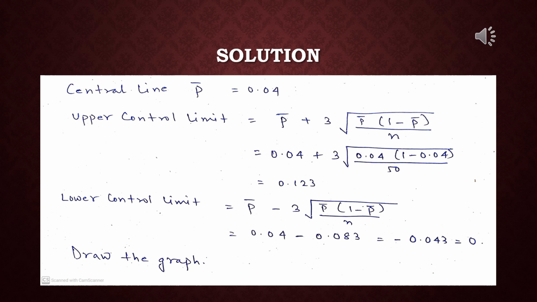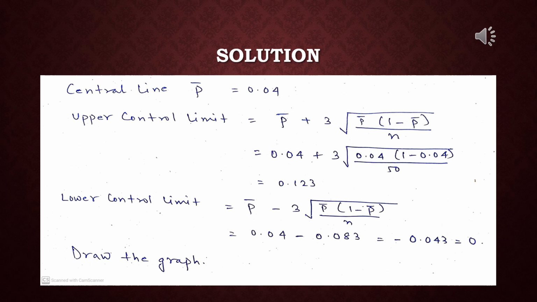Now, the central line, as we talked about for the P chart, is P bar, which is already calculated at 0.04. The upper control limit and lower control limit formulas are what I was telling you on the previous slide. The upper control limit formula is P bar plus 3 root over P bar into 1 minus P bar divided by n. Now here comes one more thing: this small n is the sample size that we are considering. We are not considering the total number of items that has been inspected. That is the sample size here and not the total number of items. Please be clear with it.